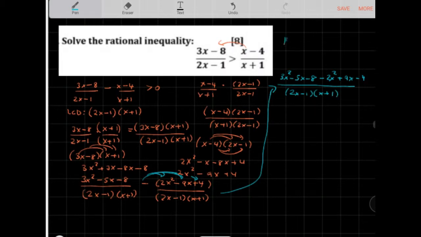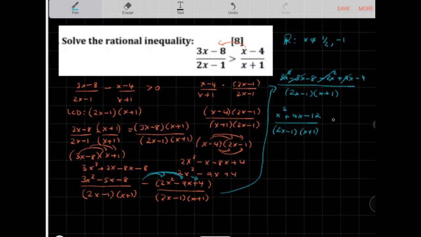Just off the bat, you can write down the restrictions here. The restrictions: x cannot equal 1/2, because then this would be 0, or negative 1. Okay, so just mention those restrictions really quickly. Now let's simplify our combined rational expression. We get 3x squared - 2x squared, that's x squared, - 5x + 9x, that's 4x, and -8 - 4 is -12, over (2x - 1)(x + 1).